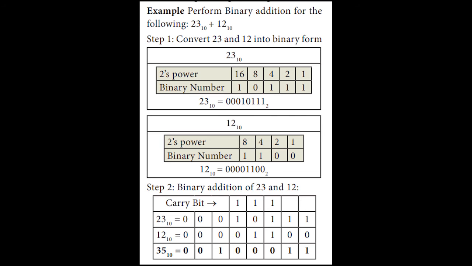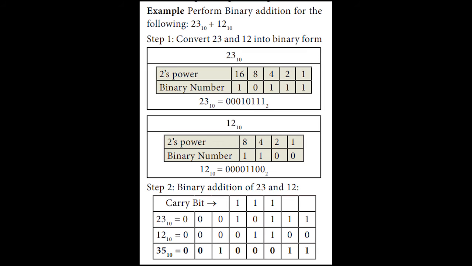We know that 0 plus 0 is 0, 0 plus 1 is 1, 1 plus 0 is 1, and 1 plus 1 is 10, right? First you have to check whether this is the correct binary value for 23, and also whether the binary value is correct for 12, right? After checking, you can add both and you will get a value, and that value you have to convert back to a decimal number.